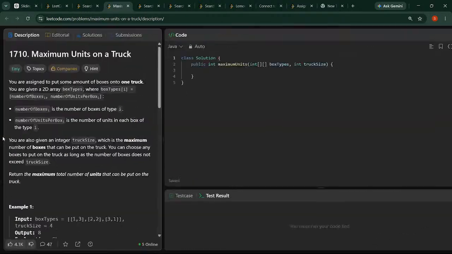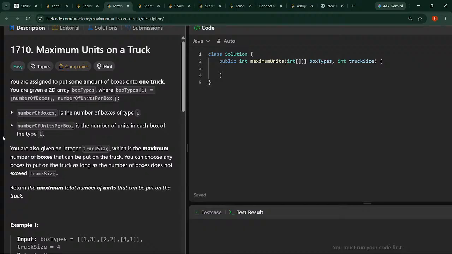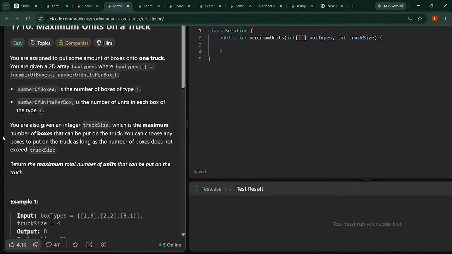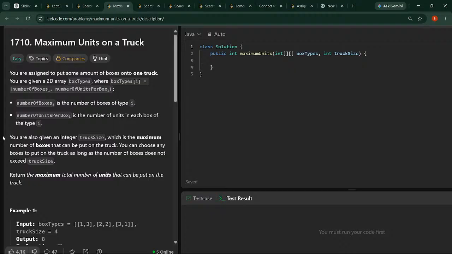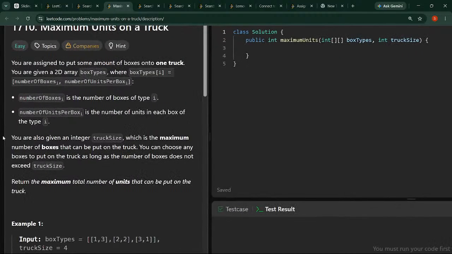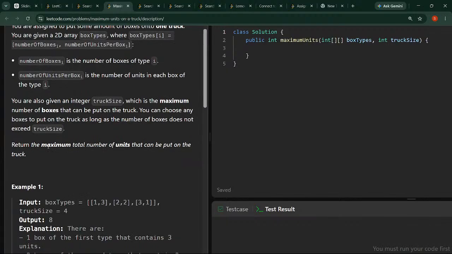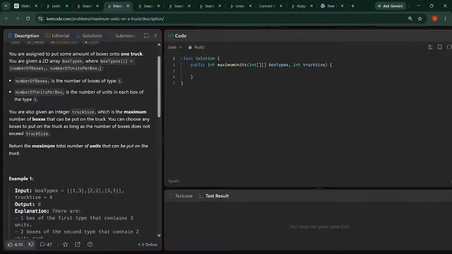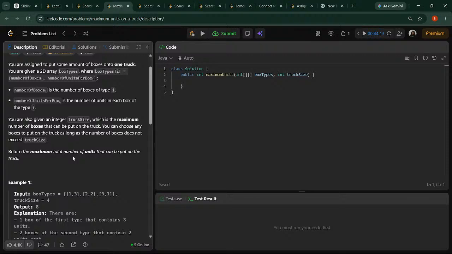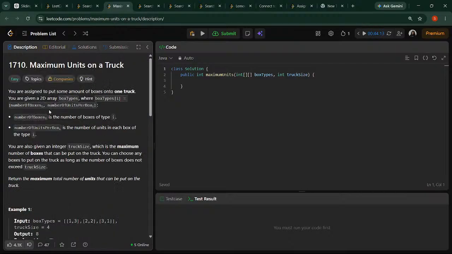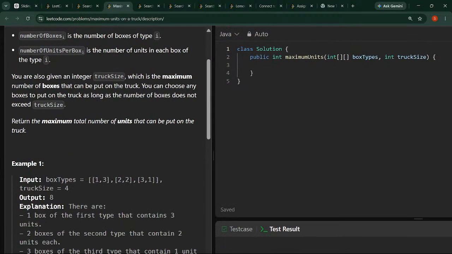You're assigned to put some amount of boxes into one truck. You're given a 2D array boxTypes. You're given an integer. We're also given an integer truckSize, which is the maximum. Okay, let me just start doing it instead of rereading the question again and again.